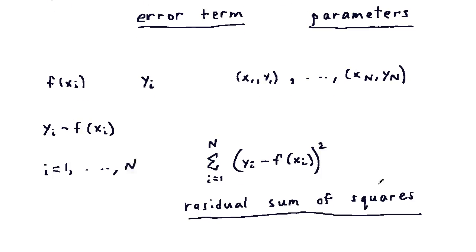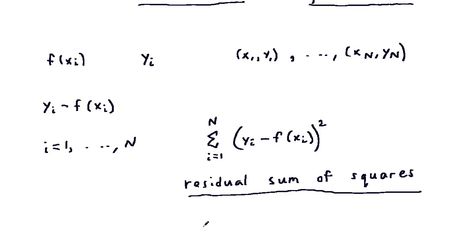Okay, and it's denoted RSS of beta. Like this, where beta is the column vector of beta 0, beta 1 to beta p.